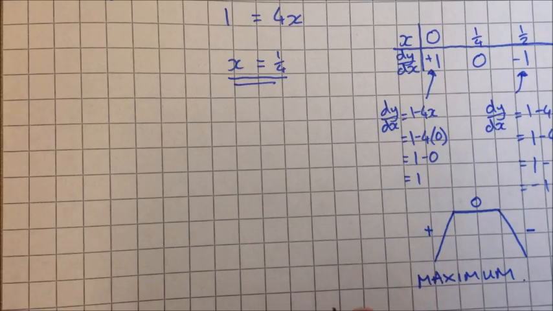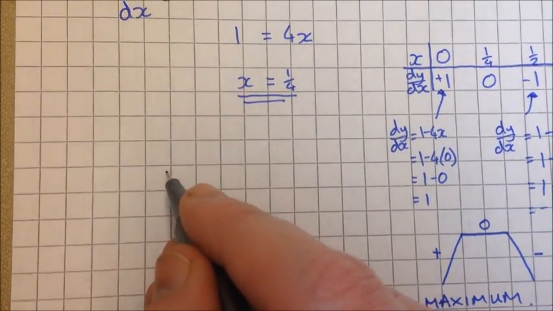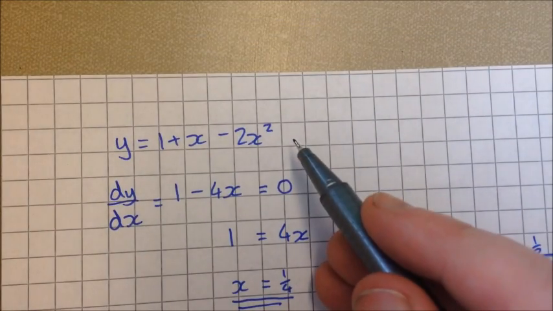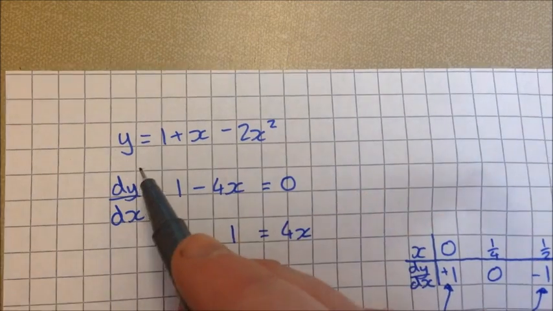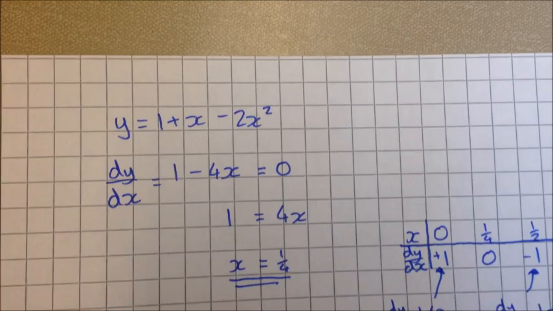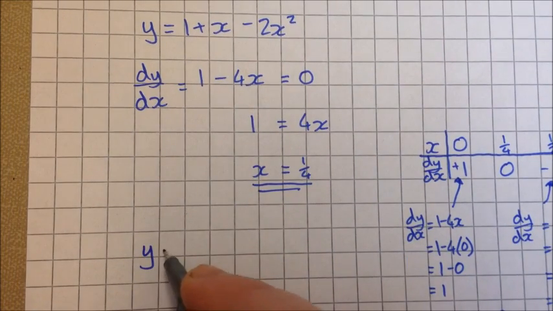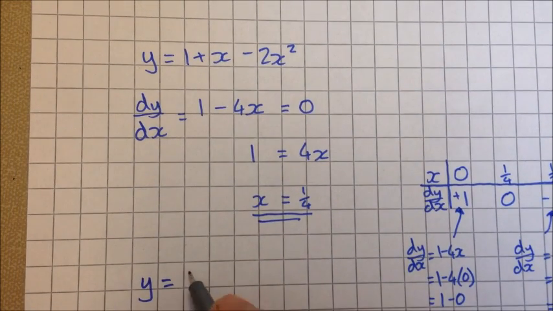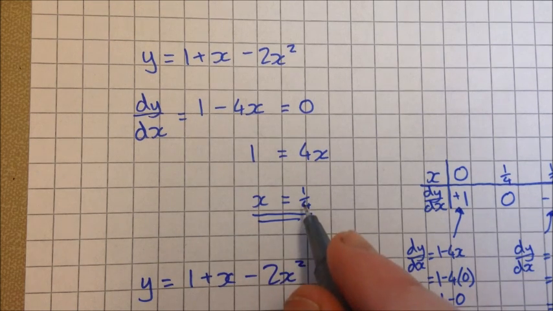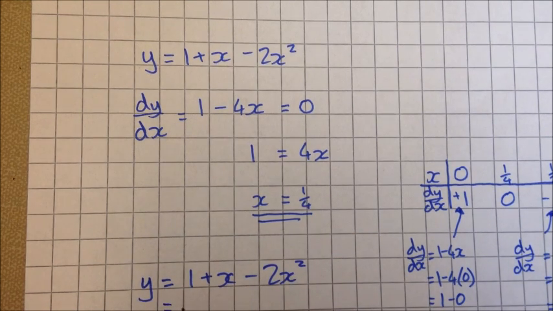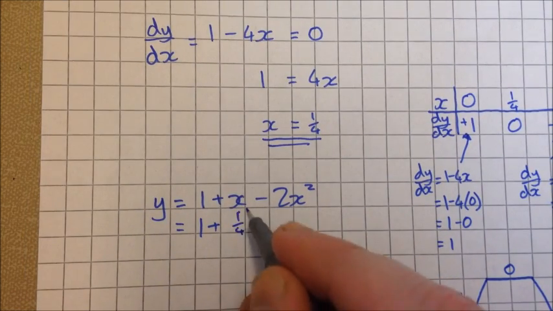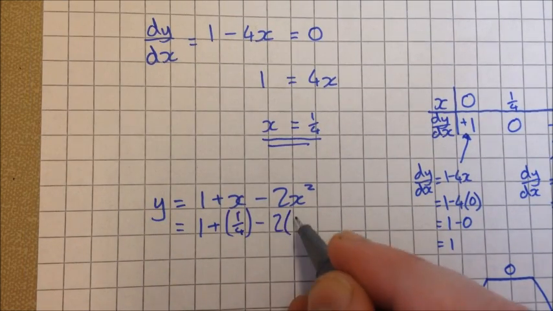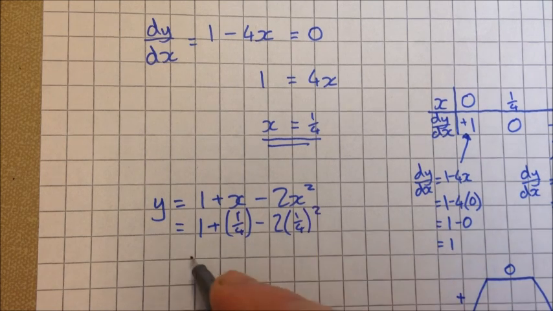Part C of the question says find the corresponding y values. So we go back to our original equation, our original function. This takes in an x coordinate and produces a y coordinate. So we're going to go y equals 1 plus x take away 2x squared, and so we're going to substitute this value in, equals 1 plus a quarter take away 2 lots of a quarter squared.